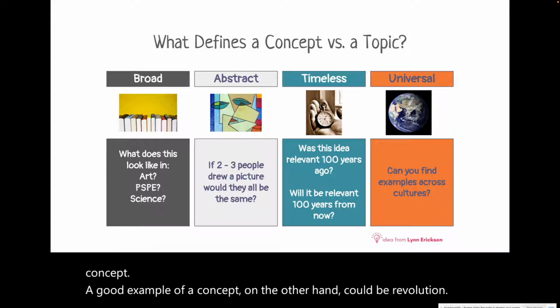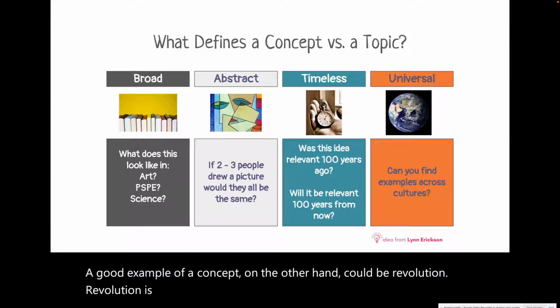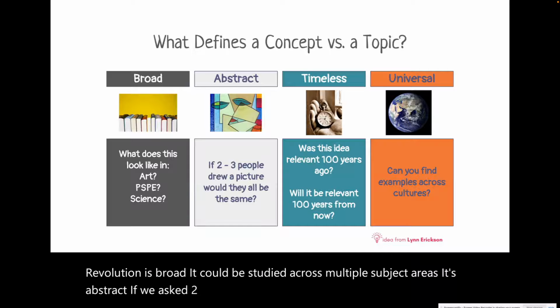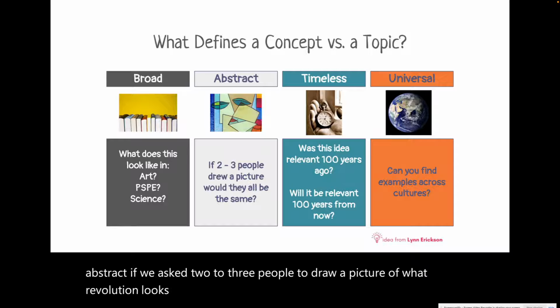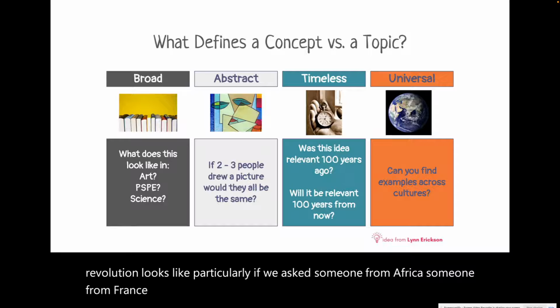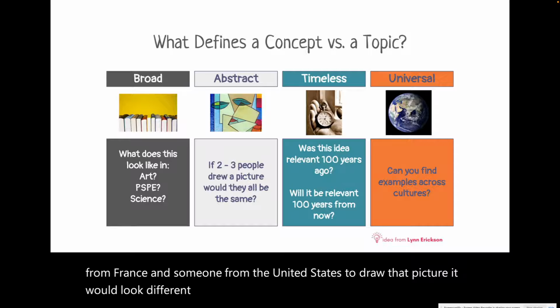Revolution is broad. It could be studied across multiple subject areas. It's abstract. If we asked 2 to 3 people to draw a picture of what revolution looks like, particularly if we asked someone from Africa, someone from France, and someone from the United States to draw that picture, it would look different across each of those three drawings.